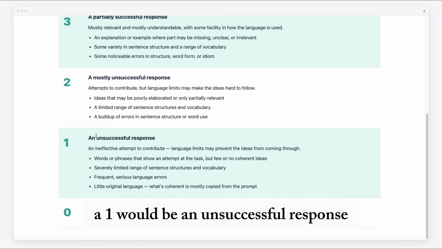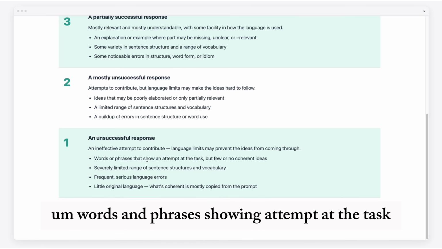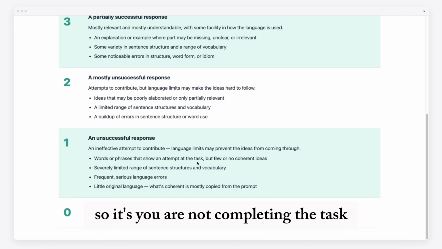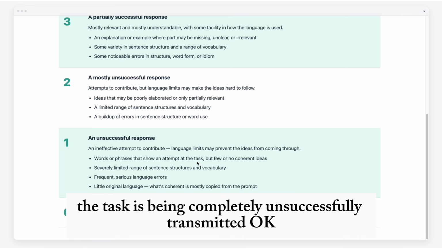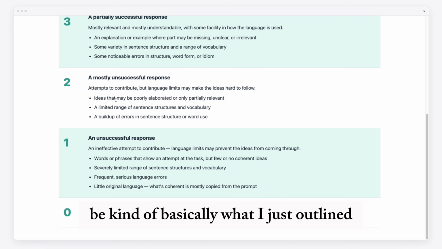Okay. A 1 would be an unsuccessful response, so an ineffective attempt to contribute. Language limits, words and phrases show an attempt at the task. So this would be things like, we need to make AI stop. AI is bad. Okay, so you are not completing the task. Even if you have kind of the right ideas, the task is being completely unsuccessfully transmitted.